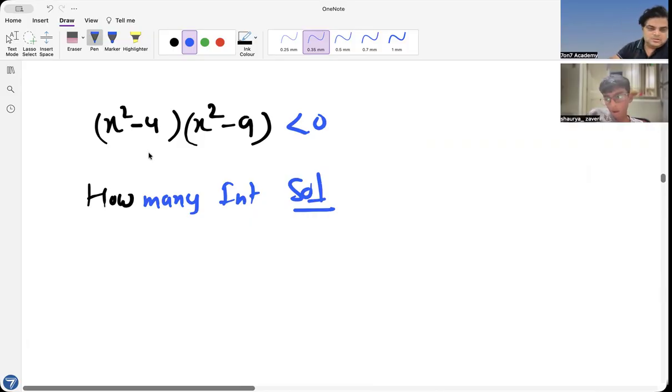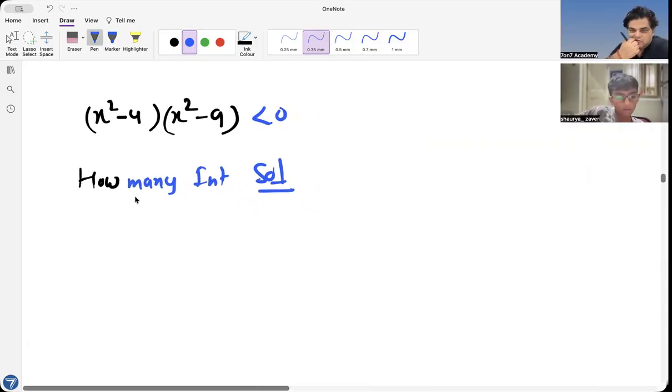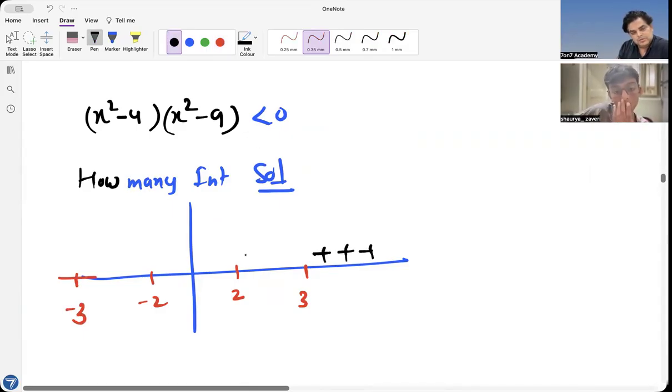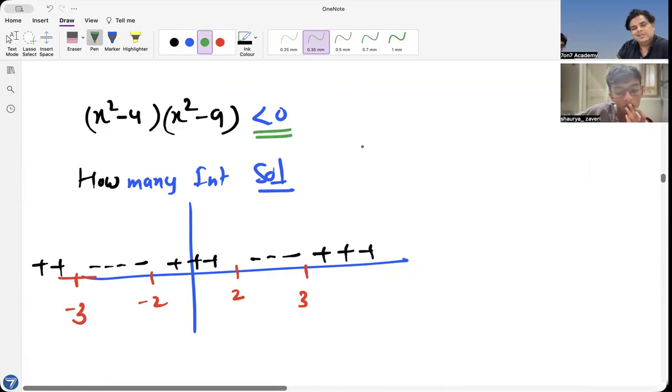So (x − 2), now this will be 4, (x − 3)(x + 3). First, locate the roots: −3, −2, 2, 3. So positive, negative, positive, minus, plus. We are looking for the integer values which satisfy that.